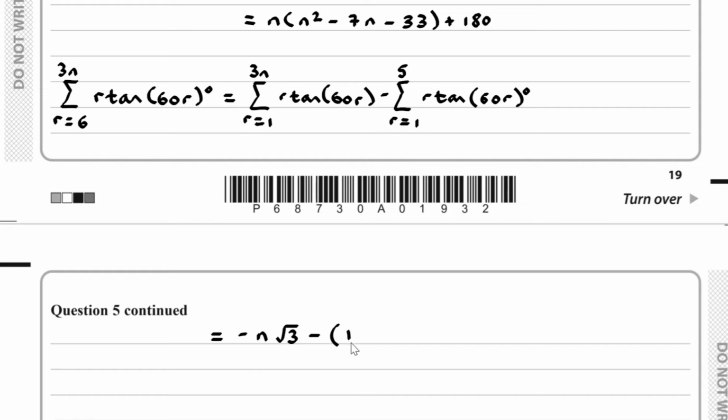So I've got 1 tan 60 degrees plus 2 times the tan of 120 degrees. Then I have 3 times the tan of 180 degrees.